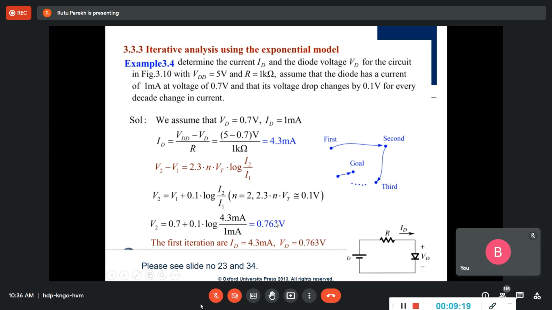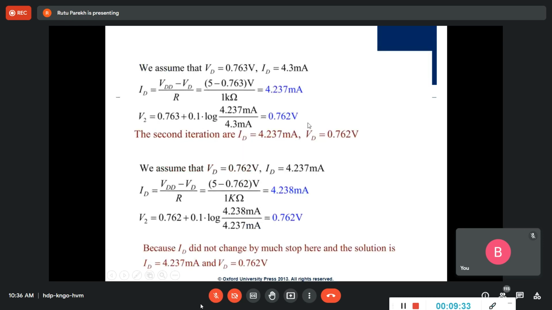Now that V2 and this 4.3, you will put here in this equation again. So now ID is your new value, and this is your new value, which you will put here, this new VDD minus this VD. That is this new value. This will remain the same only. So you will get this new value, which you will put here. So this is your I2, you will put here. Whatever you get is your V2, the new value, which you will put here in VD. And then you do this process iteratively. So then you get new ID, VD, and again you do the same thing.